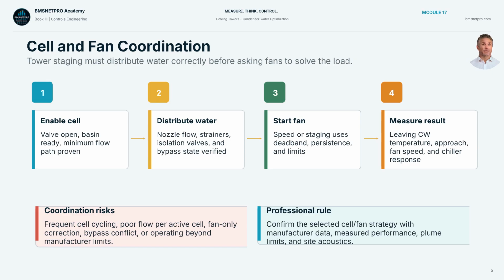Cooling tower staging is more than turning on a fan. The sequence may include isolation valves, bypasses, fan start, fan speed, cell equalization, and minimum flow per active cell. Water should be distributed correctly before a fan is expected to regulate temperature. Multiple fans at lower speed may be better than one fan at high speed, or the opposite may be true depending on the equipment. Confirm the strategy with manufacturer data and measured performance, and avoid frequent cell transitions that create mechanical wear and unstable conditions.